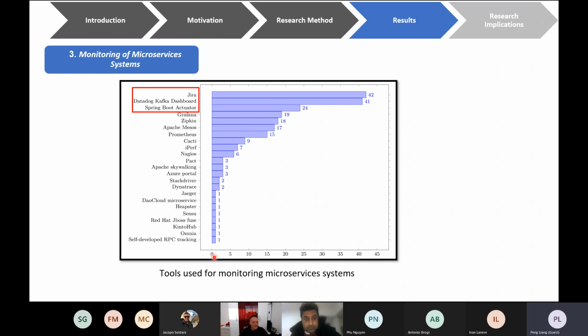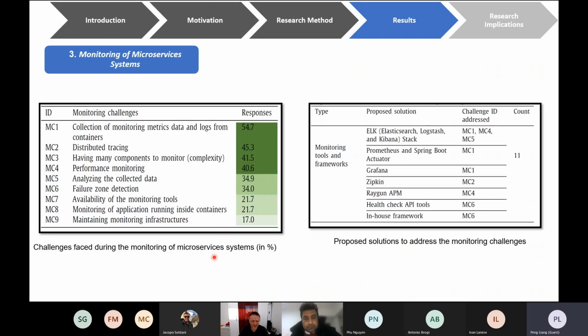Then the other 2 questions in our survey are related to challenges faced during the monitoring of microservices systems. In this case, we collected these challenges from academic and grey literature, and the most important challenges of monitoring microservice systems from the practitioners' perspective are the collection of monitoring metrics, data, and logs from containers, and distributed tracing.